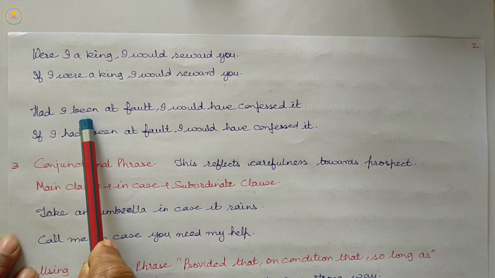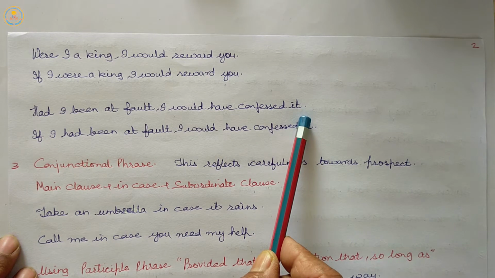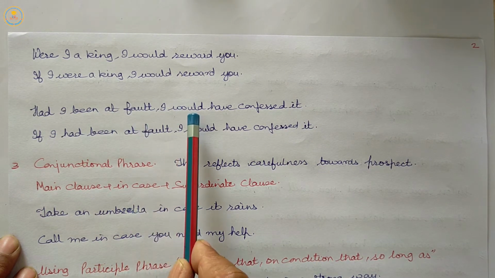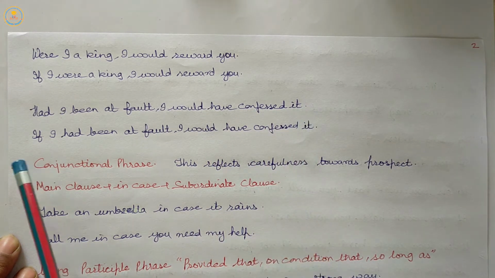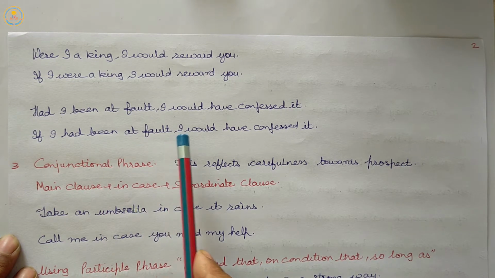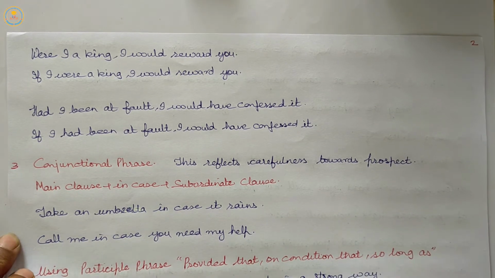Had I been at fault, I would have confessed it. If I had been at fault, I would have confessed it. So, should, were, had show the condition in the sentence.